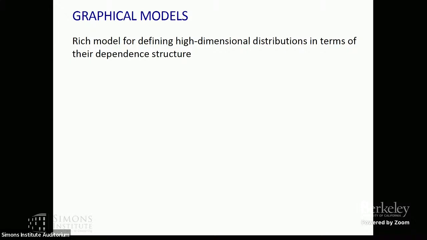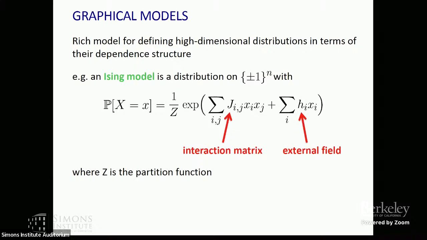So graphical models are a rich model for defining high-dimensional distributions. And the important thing is, when you define them, you specify their dependent structure. A canonical example of this that's going to recur throughout this talk is an Ising model, which gives us a way to define a distribution on plus minus 1 to the n, which looks as follows. We have variables capital X1 through Xn, and the probability of them taking on some realization little x is proportional to the exponential of some quadratic plus some linear function.